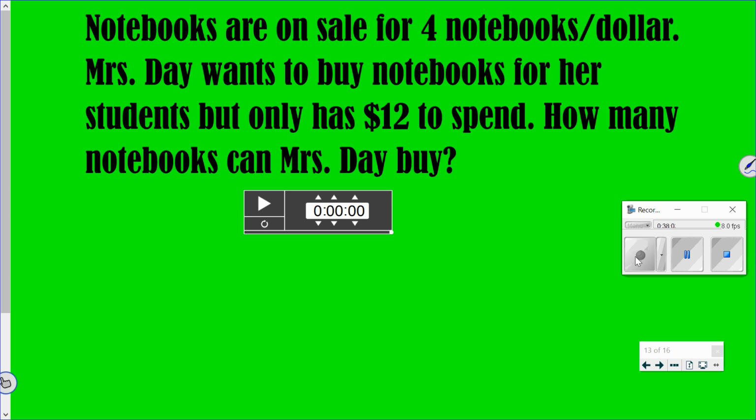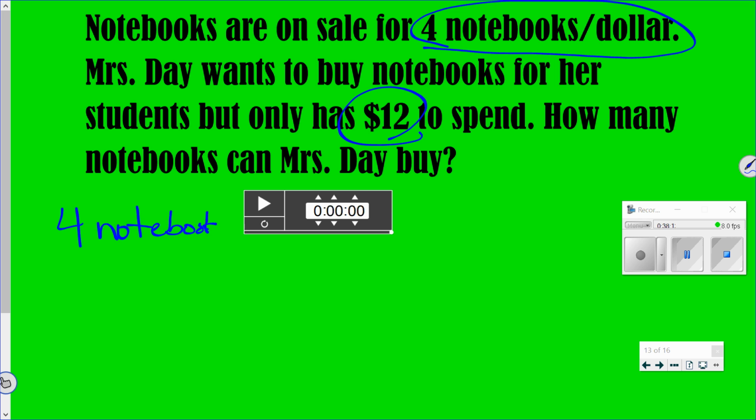Okay, this one, we got 4 notebooks per dollar. She has $12 to spend. Set up our rate. Include both units, notebooks and dollars. Equals notebooks and dollars. The other one they gave me is 12. How do I go from 1 to 12?